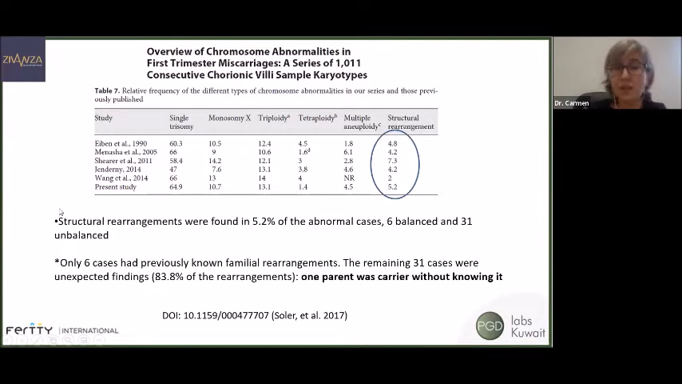From these structural rearrangements, only six were previously known by the family, and the remaining 31 cases were unexpected findings, meaning that one parent of this fetus was a carrier of this structural abnormality without knowing it. And this couple in the next pregnancy is also at risk of having another miscarriage for an unbalanced structural rearrangement.